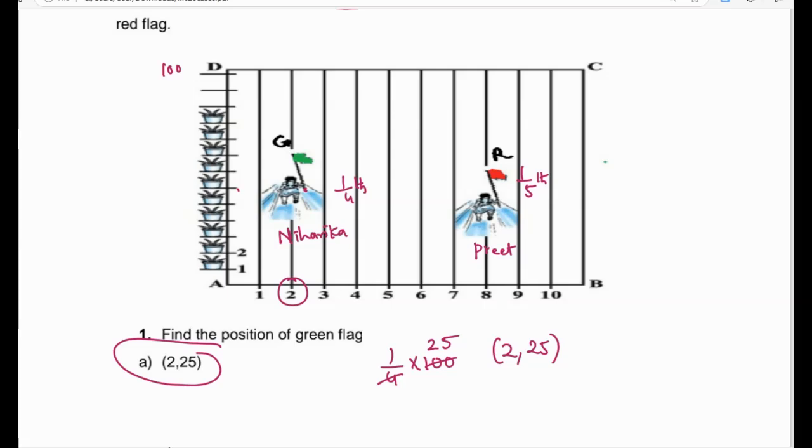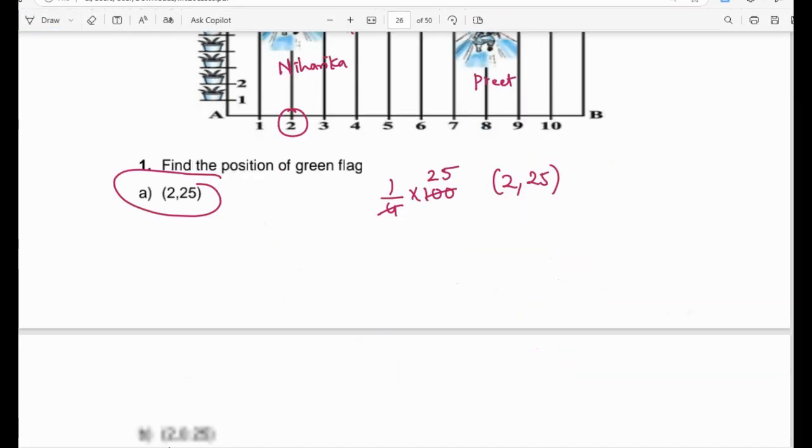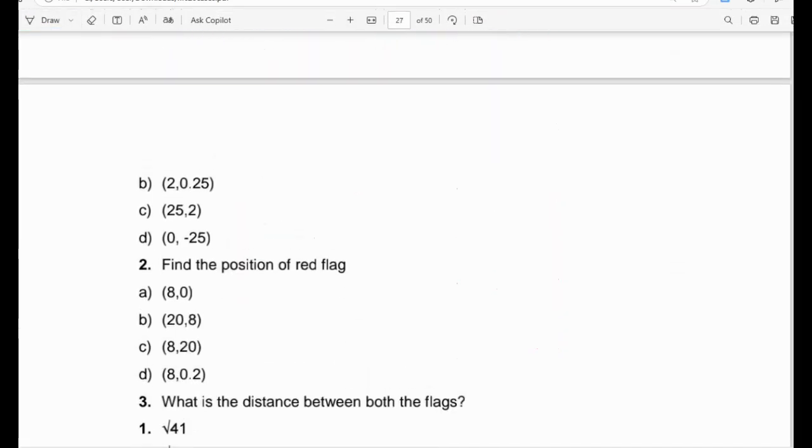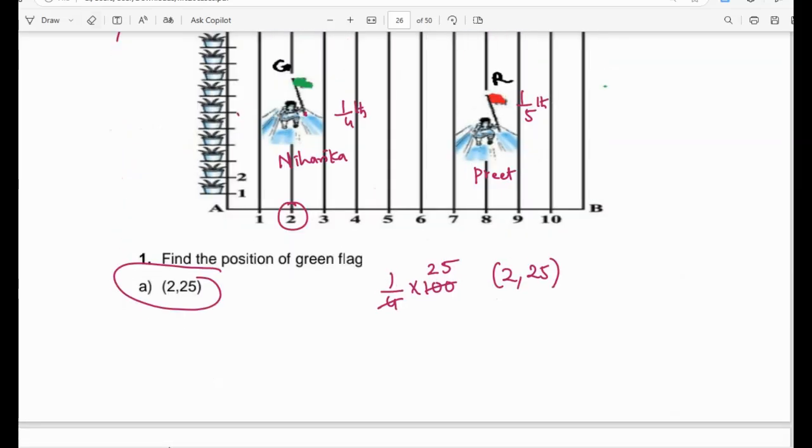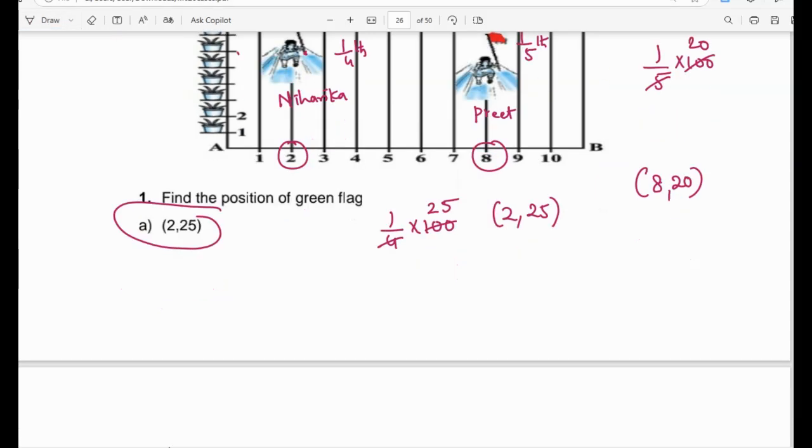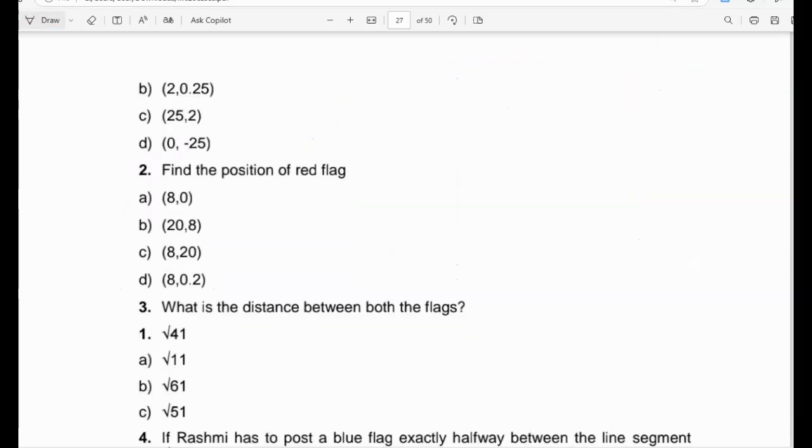Then what will be the next one? The next question is to find the position of the red flag. The red flag is on the 8th line, so x will be 8, then y will be 1/5 of 100 pots, which is nothing but 20. So 8 comma 20 will be the position of the red flag.